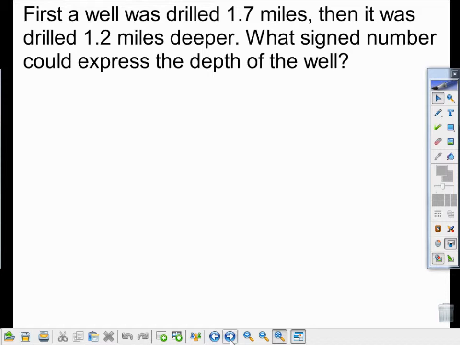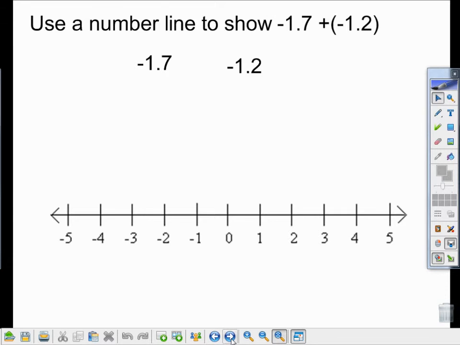First, a well is drilled 1.7 miles, then it was drilled 1.2 miles deeper. What signed number could express the depth of the well? Now, when we're dealing with this problem, we want to use negative numbers because we're going downward. Down is always negative. Negative 1.7.